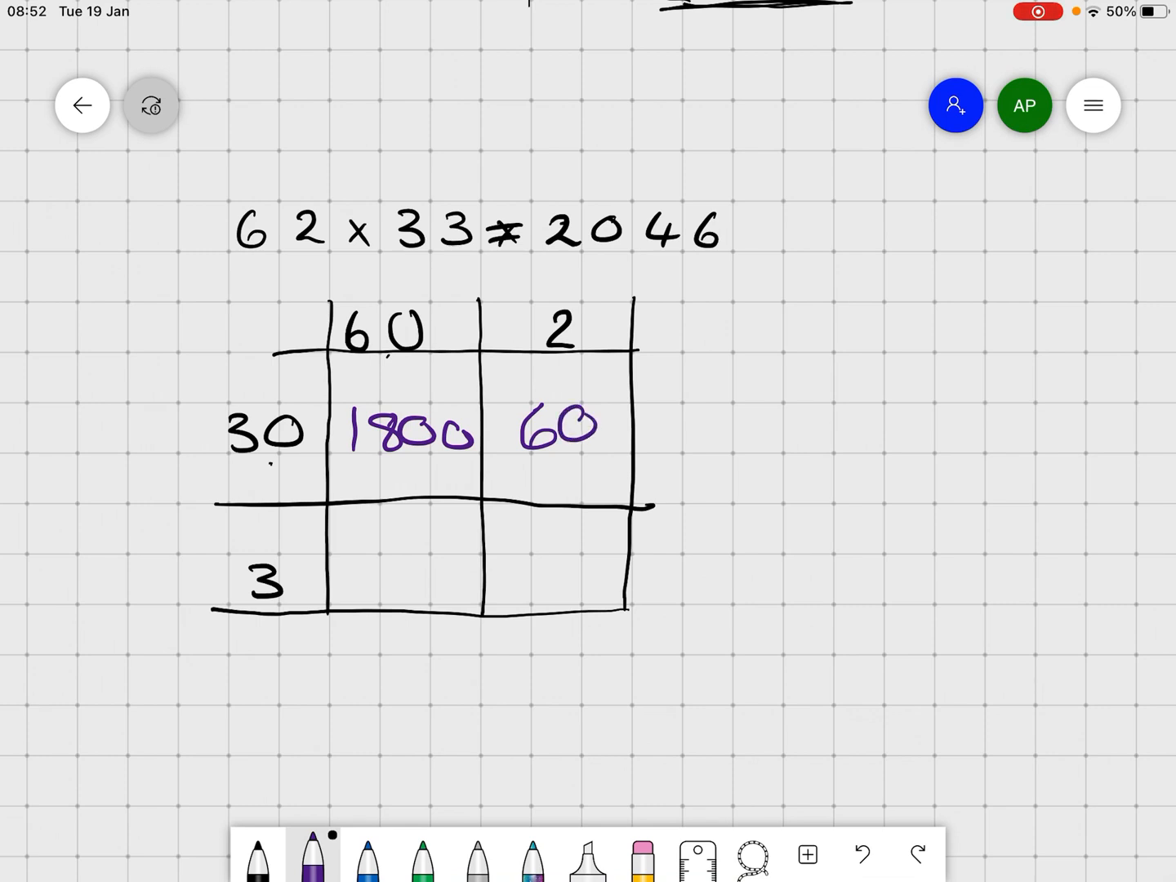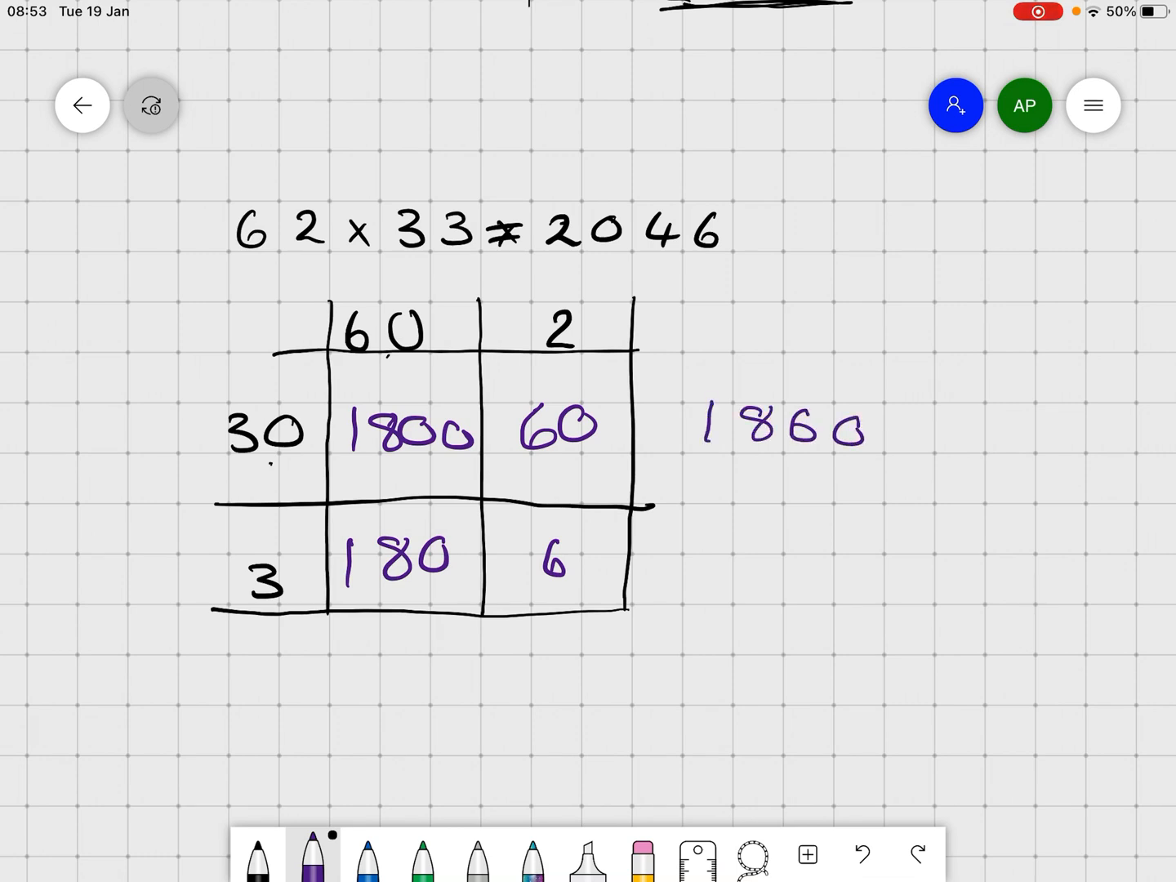I can do my 30 multiplied by 2, so 3 multiplied by 2, and then times by 10. So 3 multiplied by 2 is 6, times by 10 is 60. Well done if you got that. 3 times 60 is the same as 3 times 6, and then made 10 times larger is 180. Now I'm going to do my 3 times 2, which is 6.